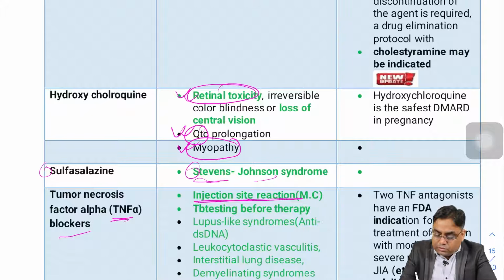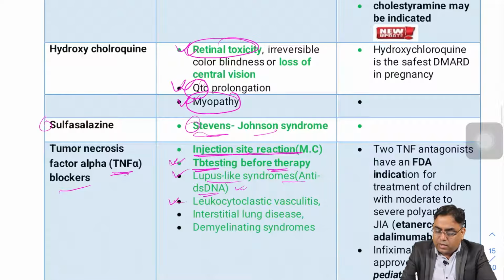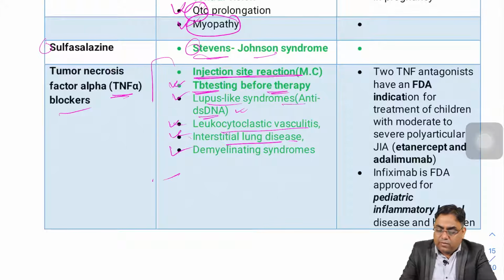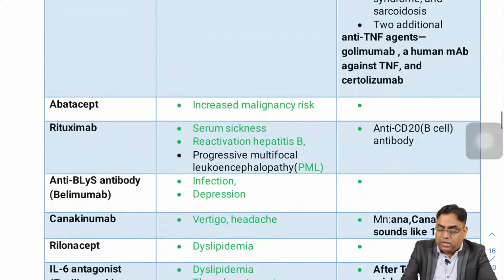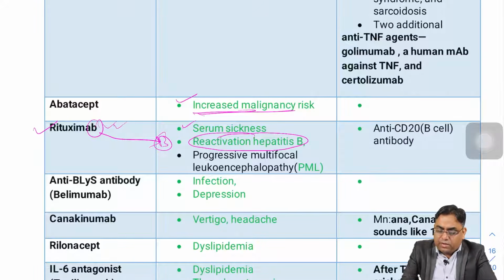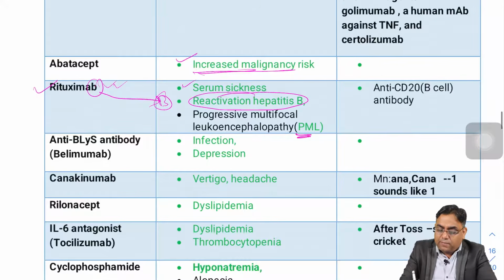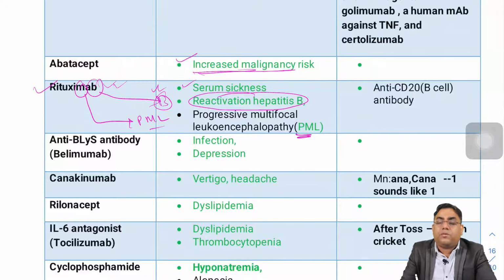For TNF alpha blockers, the most common side effect is injection site reaction. So, TB testing before therapy is recommended. There will be anti-dsDNA antibody positivity, a lupus-like syndrome can develop, or leukocytoclastic vasculitis, and interstitial lung disease and demyelinating syndrome. So, these are the side effects of TNF alpha blockers. Other than this, abatacept has increased malignancy risk. Rituximab causes serum sickness and reactivation of hepatitis B. So, rituximab, B for B. Also PML. So, PML and reactivation of hepatitis B are the two major side effects.